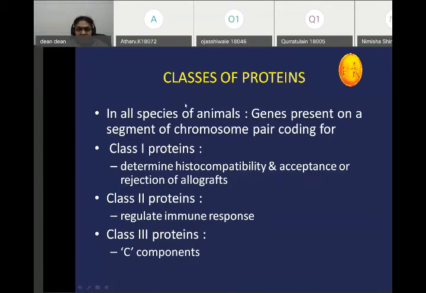In all species of animals, genes present on this HLA complex code for proteins called class 1, class 2 and class 3 proteins. Class 1 proteins are responsible for histocompatibility and acceptance or rejection of allograft. Class 2 proteins regulate immune response, and class 3 proteins are complement components.